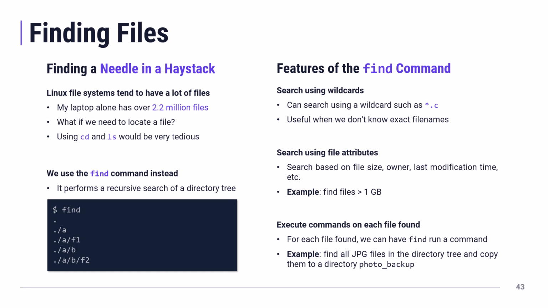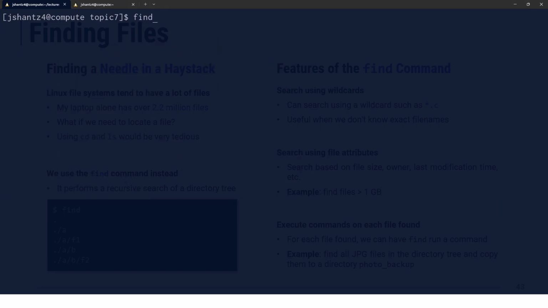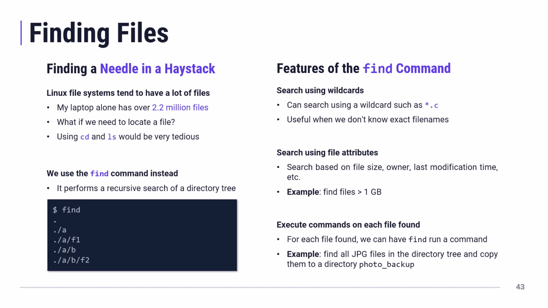By default, if you type find, it's just going to perform a recursive search of the current directory tree. So just like the tree command shows you the current directory tree, find does the same thing. It just doesn't do it with nice pretty colors and lines and everything. So features of the find command: you can search using wildcards. If I don't know the names of my files, or if I want to find multiple files, I can use a wildcard. So I can say something like *.c, and that will find all C files, all files that end with an extension .c.